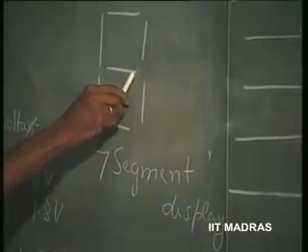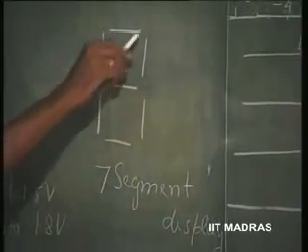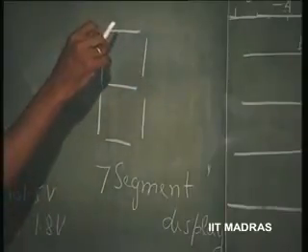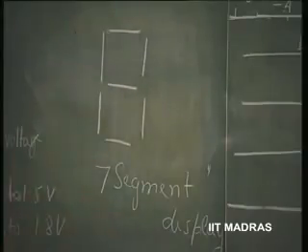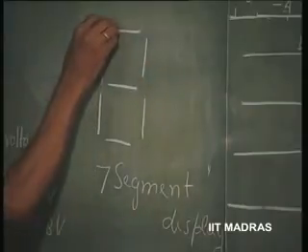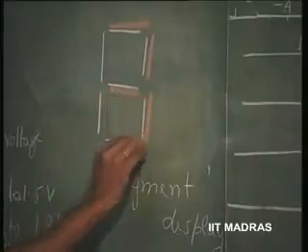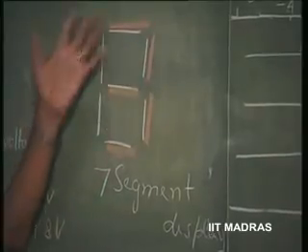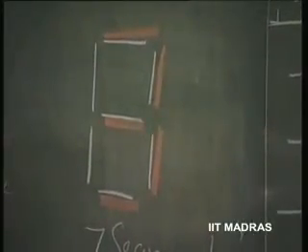Each segment can be an array of LEDs so as to form this kind of segment. And for example, typically I want number 3. So, this will glow, this will glow, this will glow, this will glow, this will glow. Right. So, by a control circuit you can get all numerals using this kind of 7 segment display.